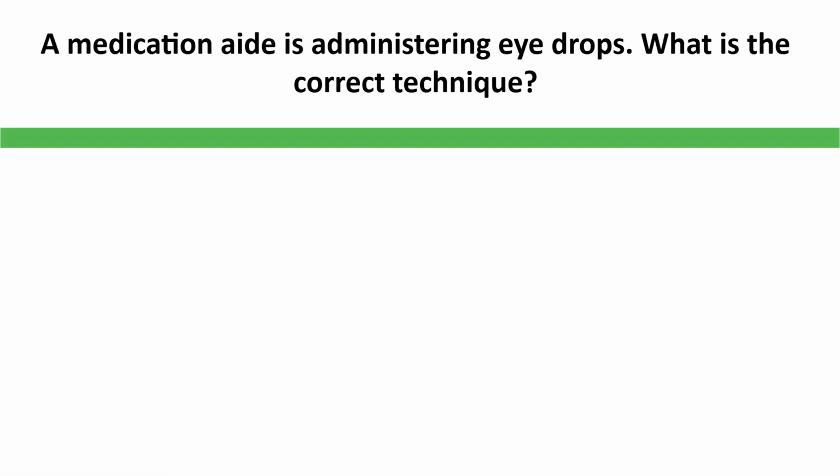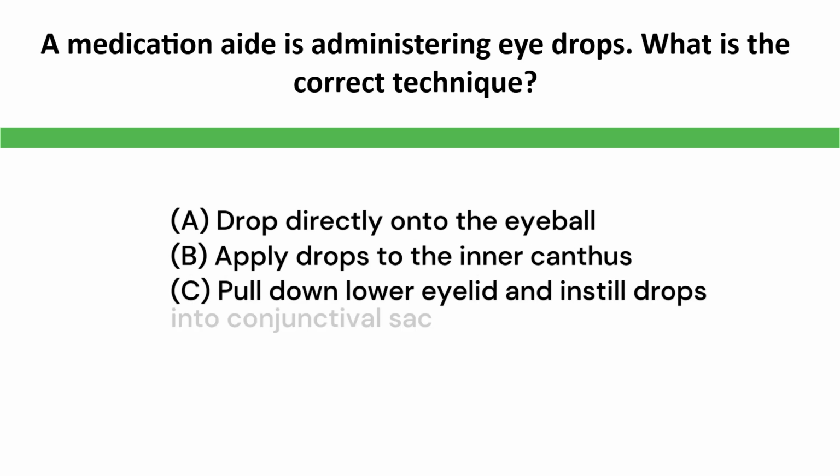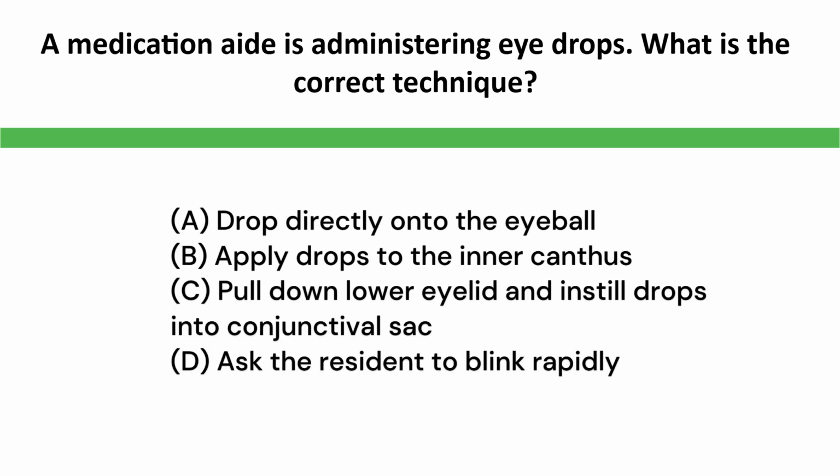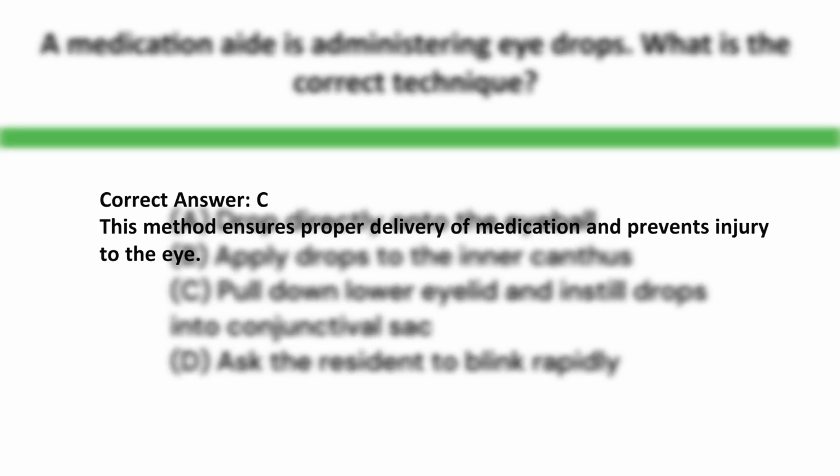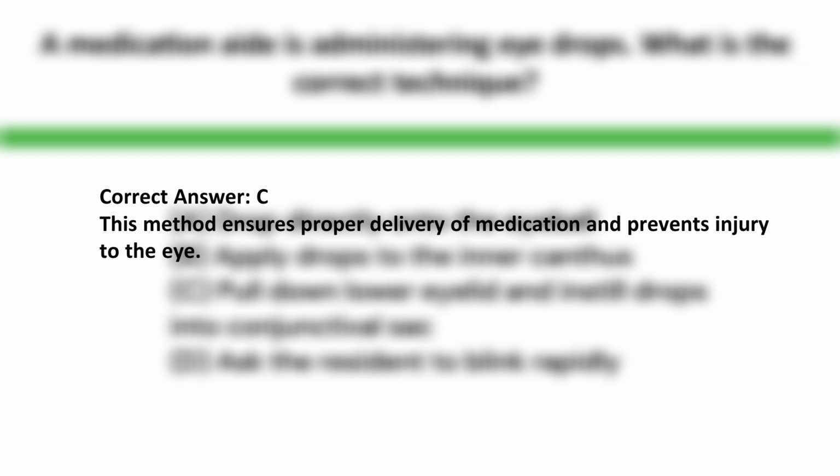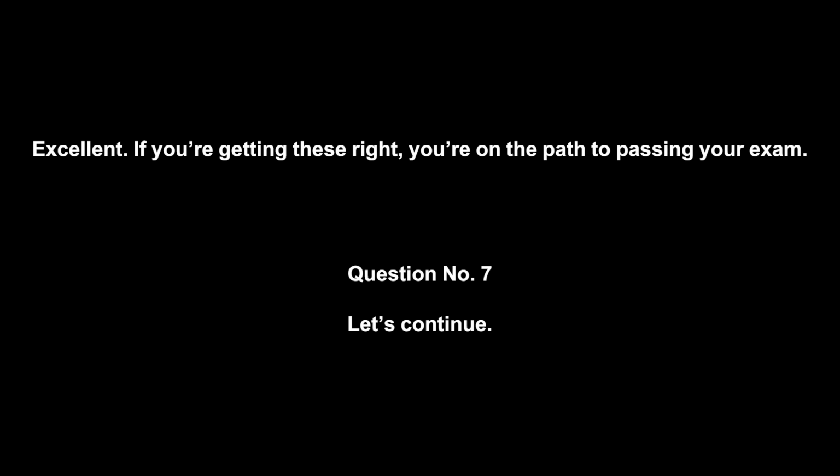Question number 6. Pay close attention to this one. A medication aide is administering eye drops. What is the correct technique? The options are: A. Drop directly onto the eyeball. B. Apply drops to the inner canthus. C. Pull down lower eyelid and instill drops into conjunctival sac. D. Ask the resident to blink rapidly. Correct answer, C. This method ensures proper delivery of medication and prevents injury to the eye. Excellent. If you're getting these right, you're on the path to passing your exam.